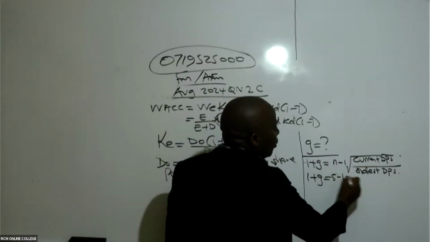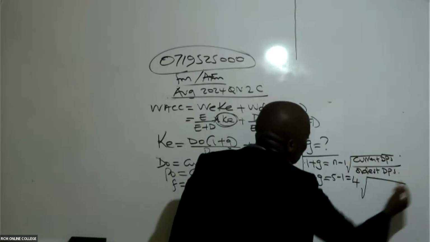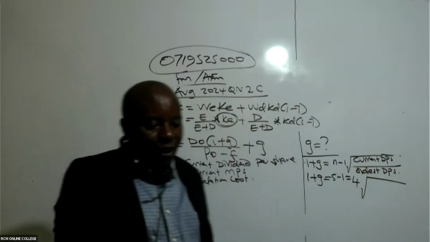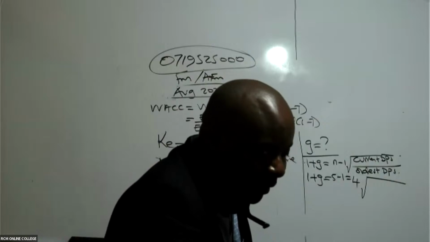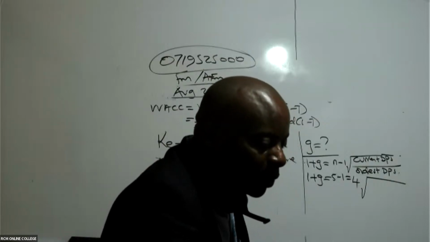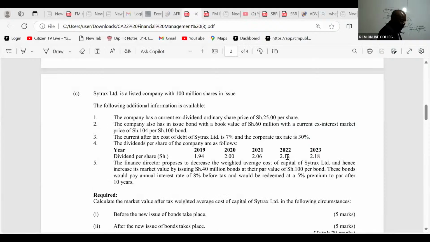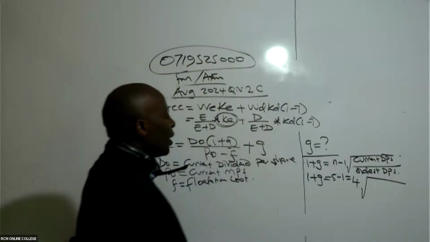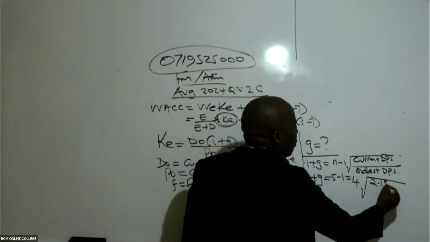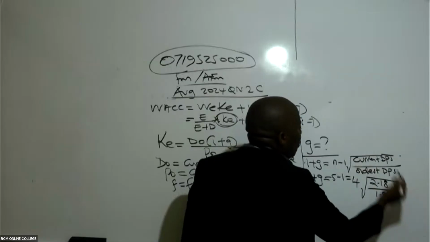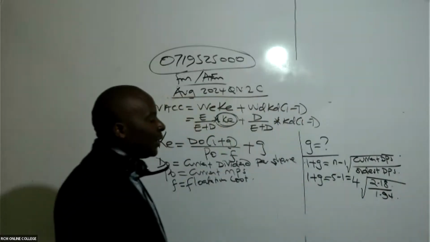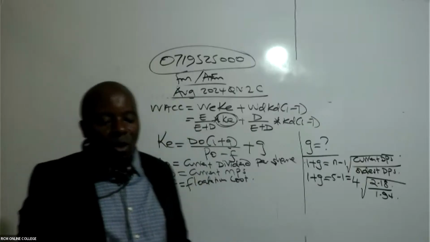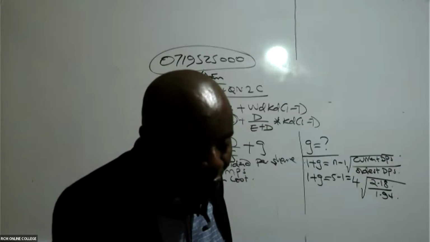So it will be 5 minus 1, which equals 4. So it will be the fourth root of the current dividend. You look at your dividends table, you'll be able to see 2023 is the most current year. The current dividend here is 2.18. The oldest is 1.94. So you take the current dividend, 2.18, divided by 1.94. Then all of us must be able to know how to compute this fourth root.